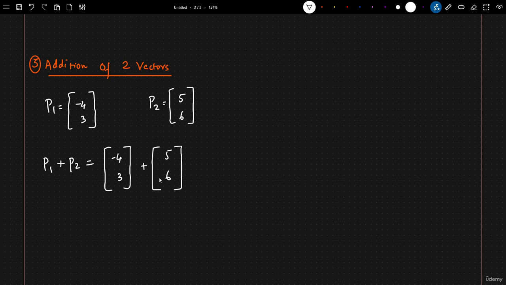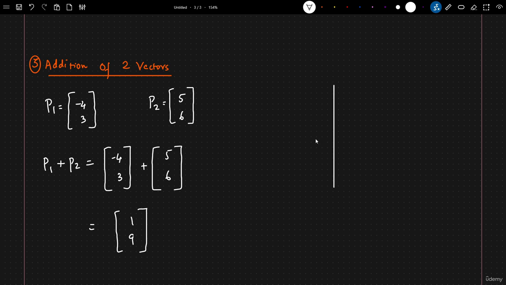Whenever we say that we are adding these vectors, what will happen is that with respect to the x coordinate, whatever the numbers are over there, we are just going to add those numbers. So -4 plus 5 is just going to give you 1, and 3 plus 6 is going to give you 9. Okay. Now let's go ahead and see this in the coordinate system. What does this look like?